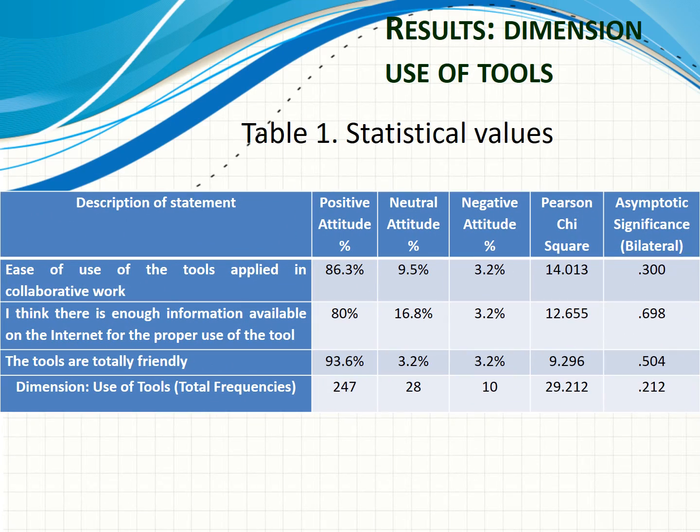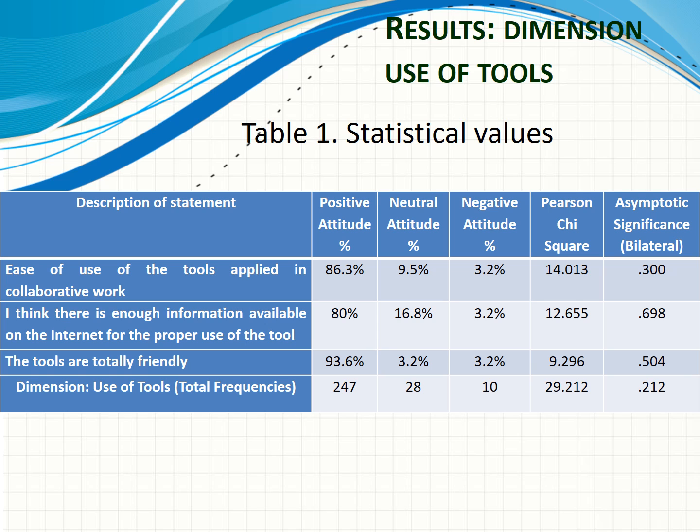Let's talk now about the results. I will present them by each dimension. The first dimension is use of tools. It is the amount of information available to use each tool, as well as the usability of them. It aims to identify which tool is easier to use for master students.